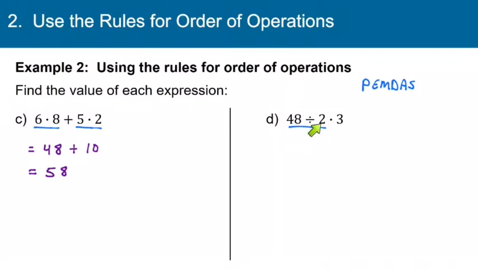So I underline the division. 48 divided by 2 is 24. And then I have 24 times 3. And if you can't work that out mentally, you might just jot it down. 24 times 3 works out to 72.